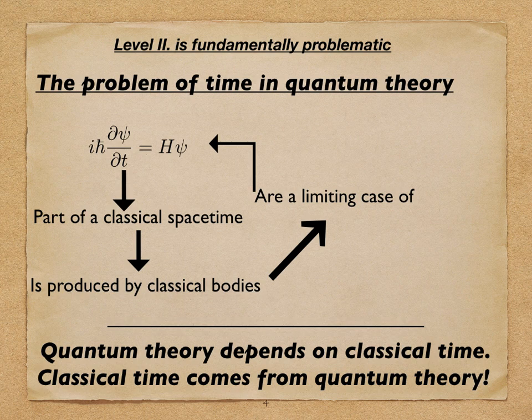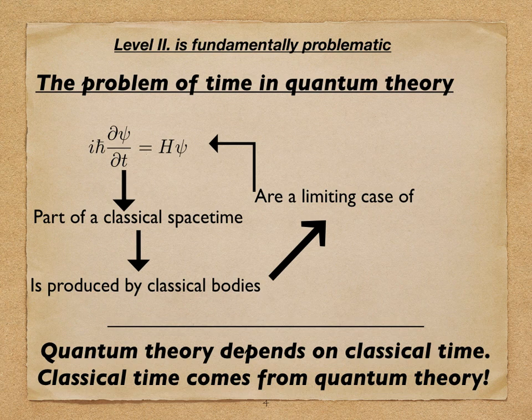But now there's a problem. These classical bodies are by themselves a limiting case of the Schrödinger equation, obviously, right? Classical objects in some approximation emerge from quantum theory. So look at the cyclicity, the circularity in this construction. Time is classical. Classical spacetime is produced by classical bodies, but these are a limiting case of quantum theory. So it seems as if quantum theory depends on classical time, but classical time comes from quantum theory because classical time is produced by classical bodies, which are a limiting case of quantum objects.